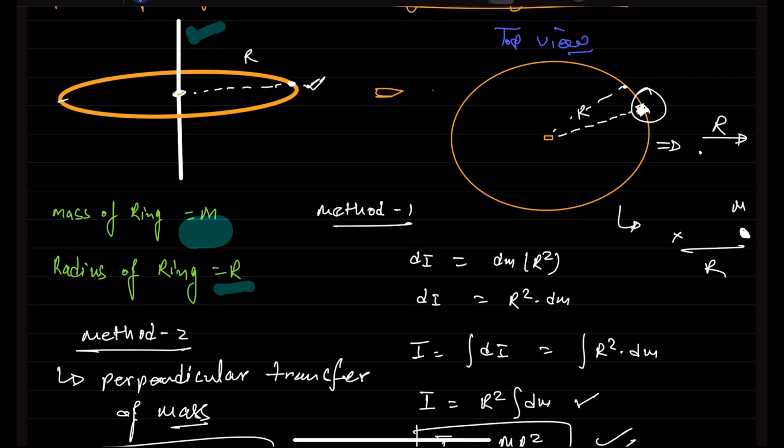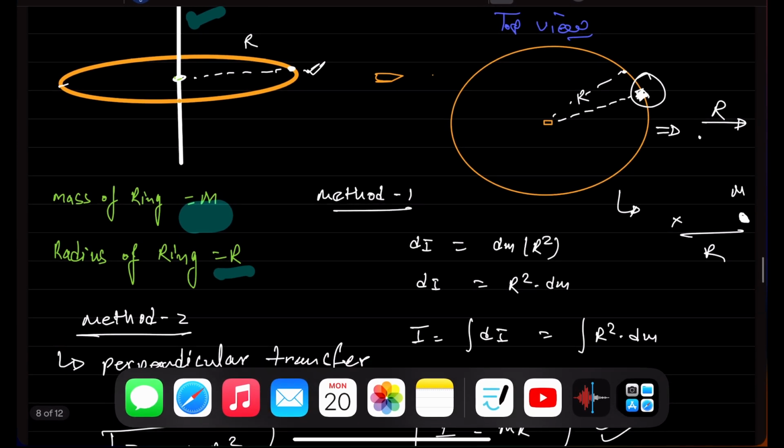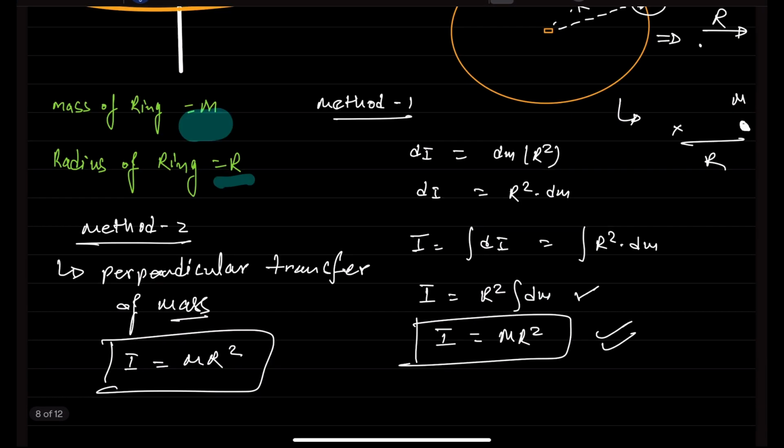Now tell me, isn't it a point mass, right? And what is the formula for the moment of inertia of a point mass? That is M R square, right? Yes. So that's why we can directly say that I is M R square. So this is the second method.